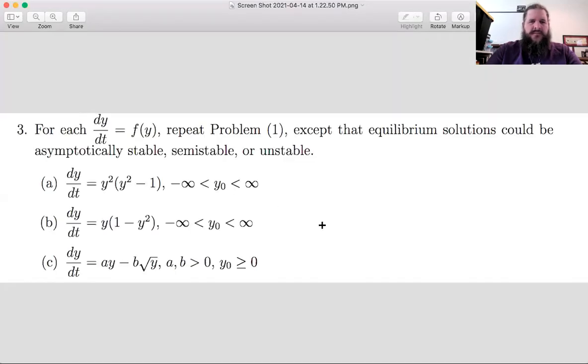Okay, this one here? Yeah. And we're just trying to figure out what sort of equilibrium values we have and where they are? Yeah. Okay, which one would you like to try out? I would like to try out part C. That's what I was struggling with.